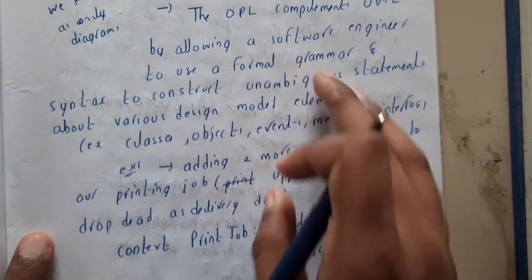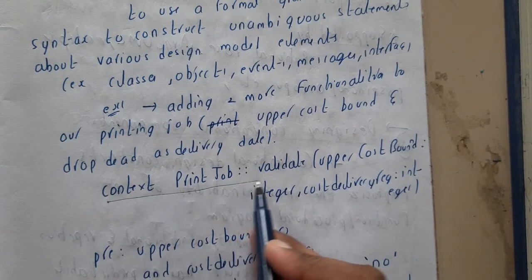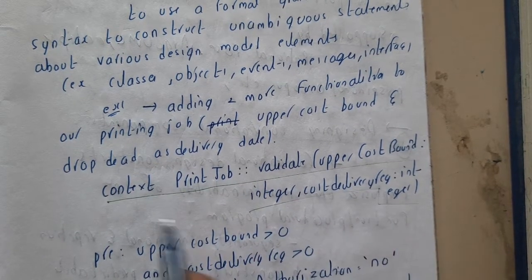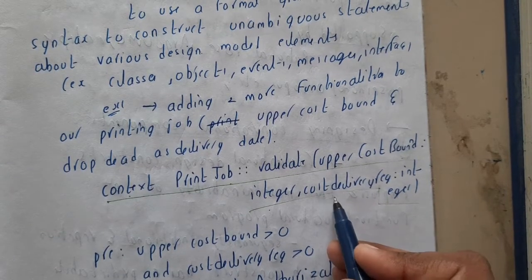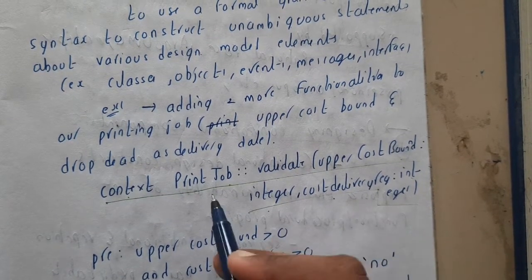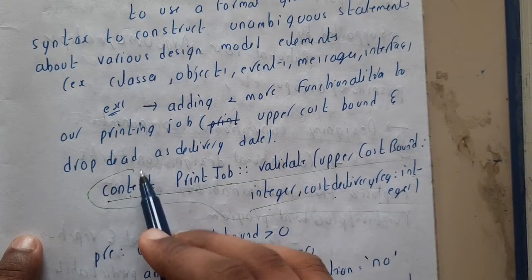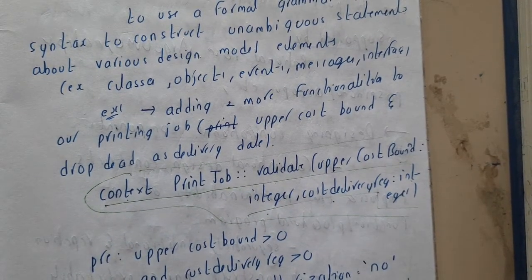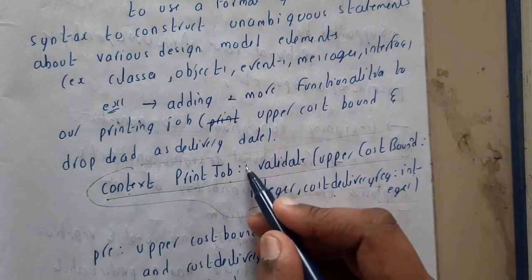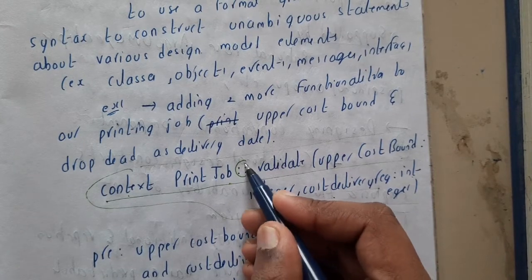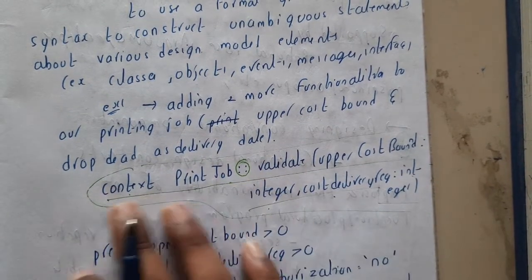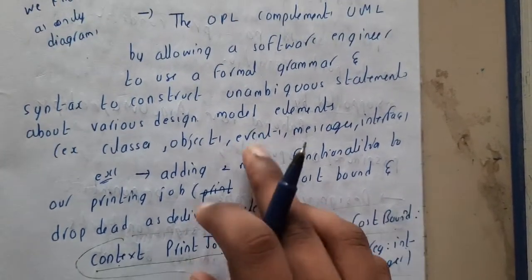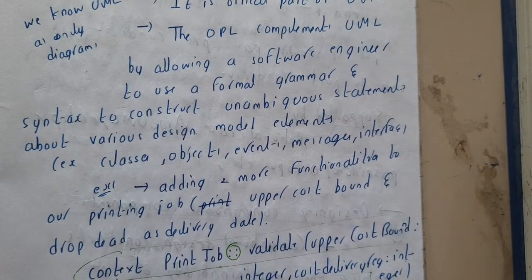Basically here you will be writing in terms of English, guys. If you notice, we wrote in English, right? So context, print, job, validate, upper cost, integer, cost, delivery, that is nothing but integer. If you observe, this is a syntax like a function call, you can say. In C++ we call this, sorry, scope resolution, right? Like that you'll be saying multiple things. So this is a syntax, nothing but a formal language, just like the syntaxes we use.